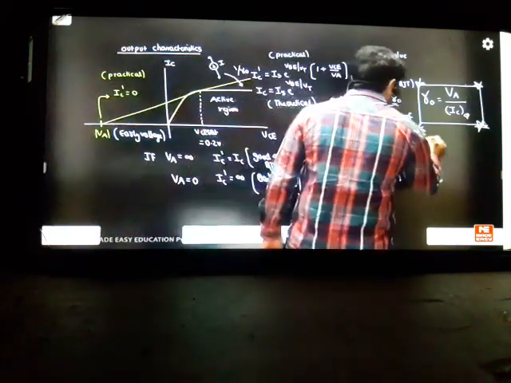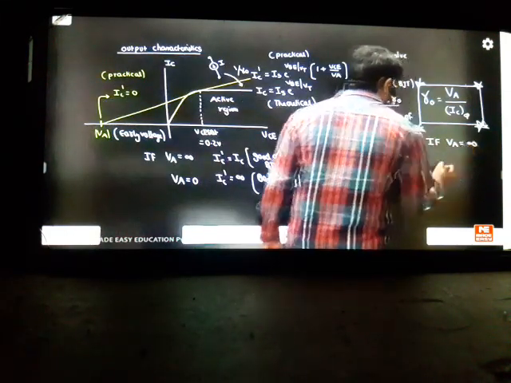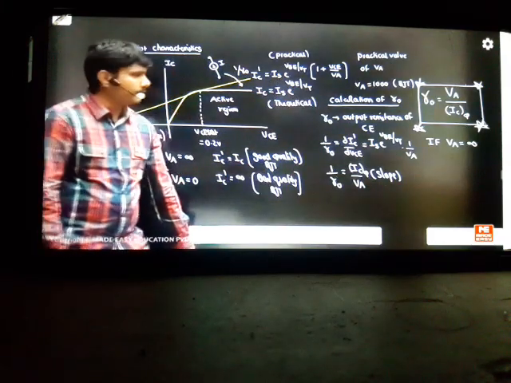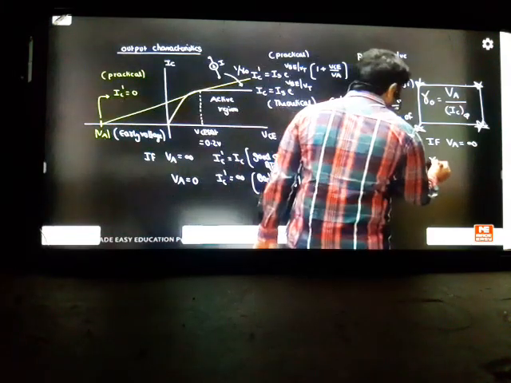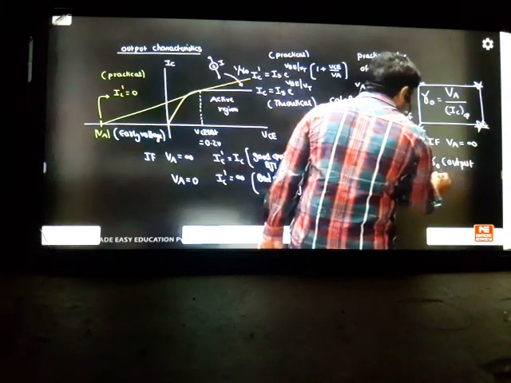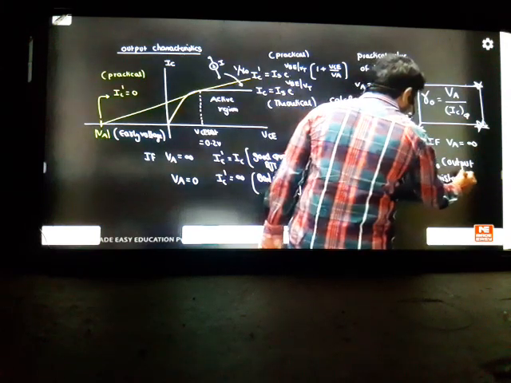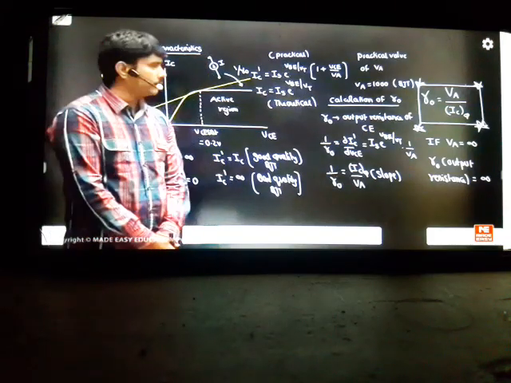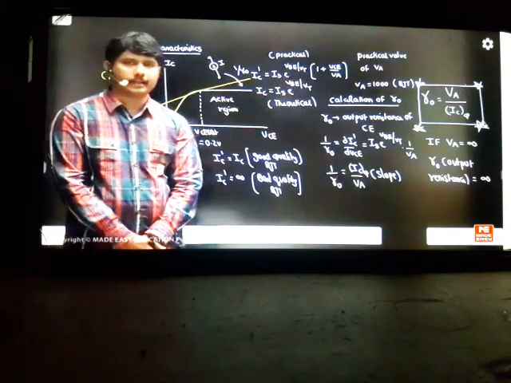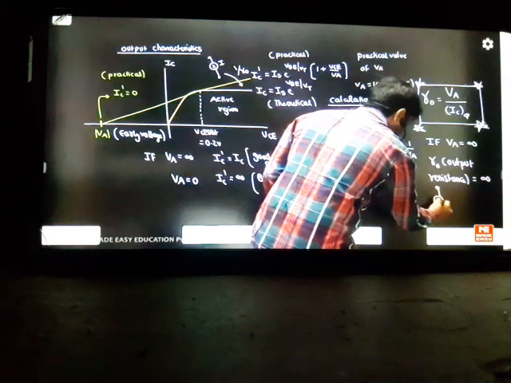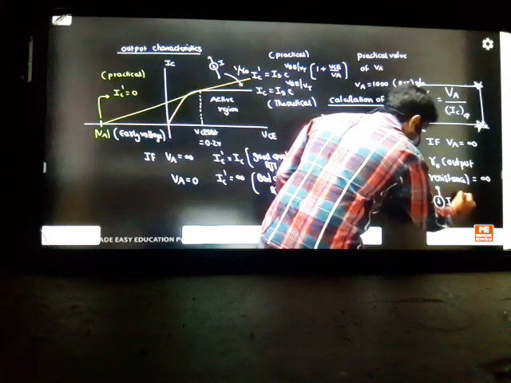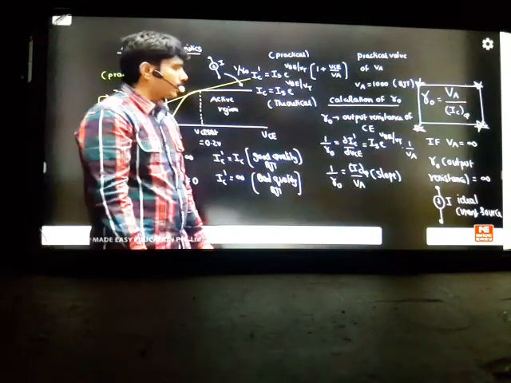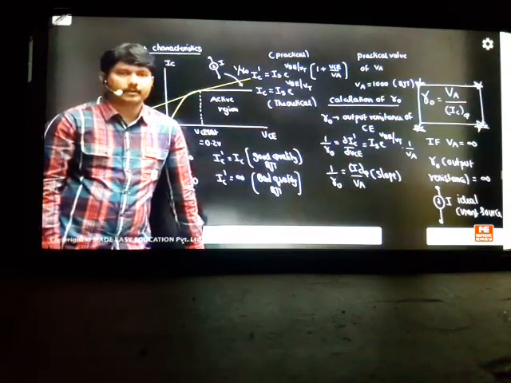Suppose in the exam they say VA is infinite. You have seen this question already somewhere in the BJT class, correct? Somebody asked me, sir, VA is infinite is given, nothing else is there. Who will say VA is infinite? The meaning is that the output resistance of your common emitter transistor will be infinite, because R naught is directly proportional to early voltage. So you can treat this current source as an ideal current source. When VA is infinite, the BJT current source becomes an ideal current source, because we don't have any resistance parallel to the current source.